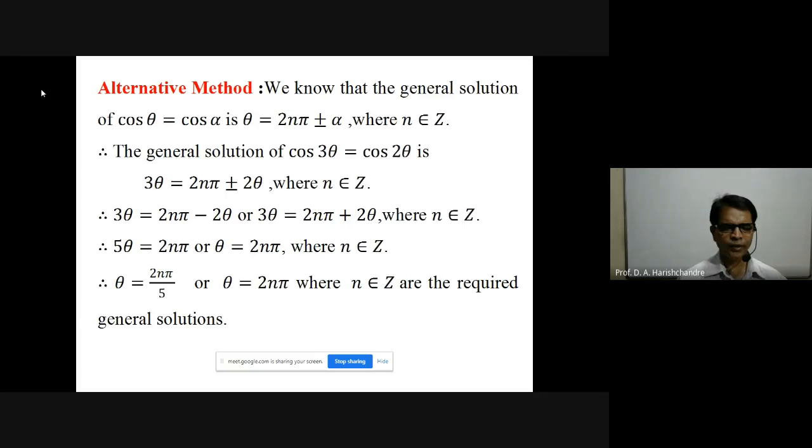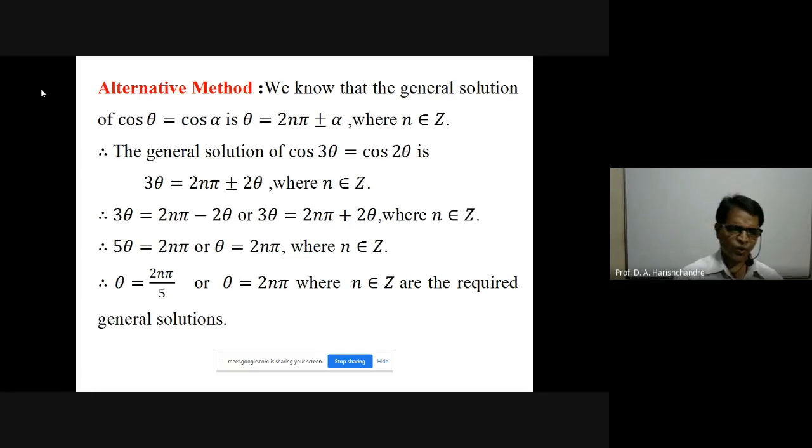We know the general solution of cos theta is equal to cos alpha. You can use that formula directly, no problem at all. Sometimes students may be confused that in cos theta is equal to cos alpha, alpha is a constant, but in the given example there is a variable on both sides. So how can I use the formula of cos theta is equal to cos alpha? But don't be confused. Even though in the given example there is a variable on both sides, you can still use cos theta is equal to cos alpha. That format can also be used here.